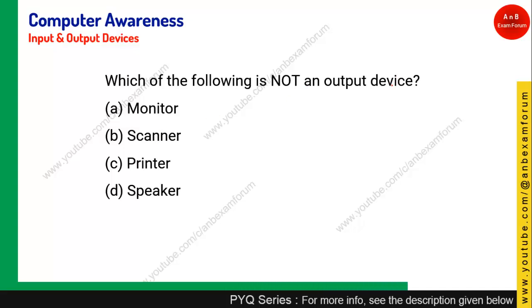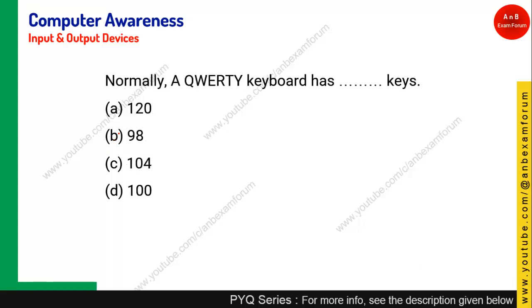Which of the following is not an output device? Monitor, scanner, printer, speaker. This is again a repeat question. Scanner is the input device, not the output device. So option B is the right answer. Let's see the next question.